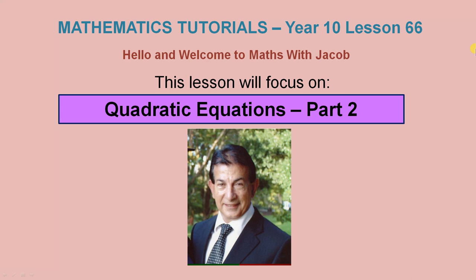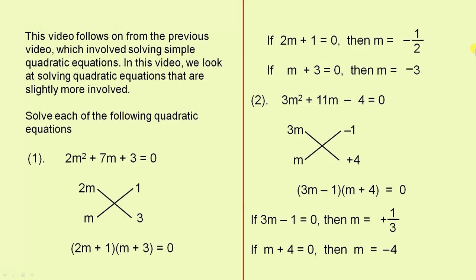This lesson will focus on quadratic equations part 2. This video follows on from the first video where we saw how to solve simple quadratic equations. So basically, this video is very much the same. The only difference is the number in front is not 1. That is really the only difference. You can see here in that example the number is 2, and in that example the number is 3. But we go about it much the same way.